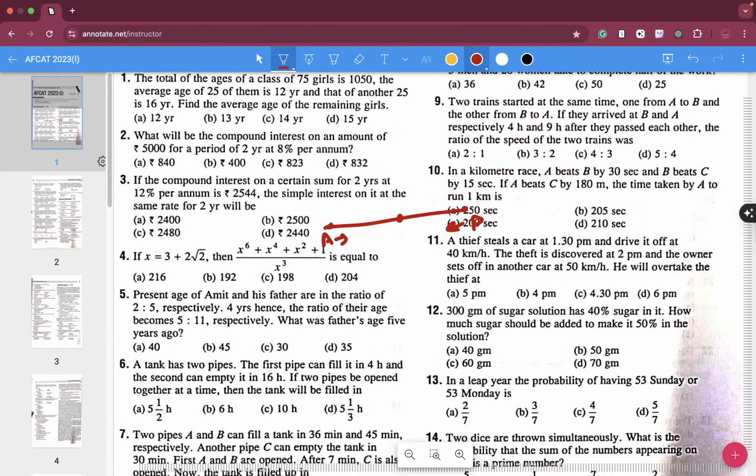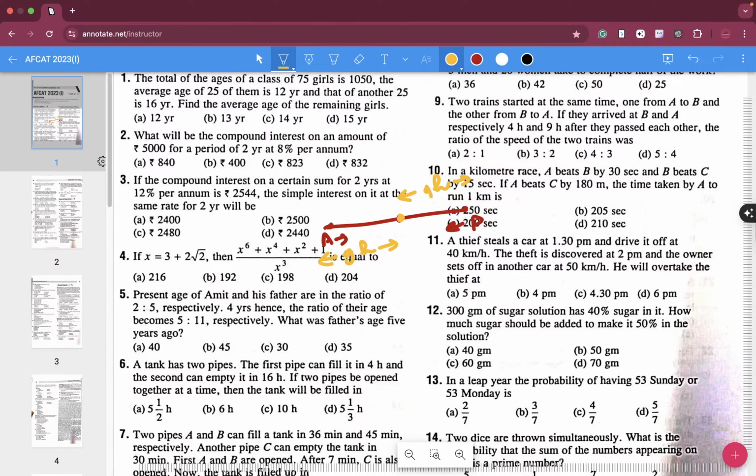If they arrived at B and A respectively, after meeting at this particular point, this yellow point, A takes 4 hours, and B takes 9 hours to reach A. Then what is the ratio of the speed of the two trains?